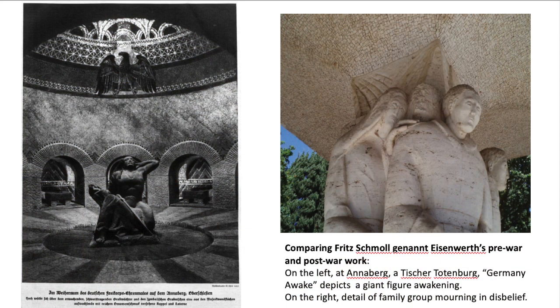Now it's interesting that the sculptor who did this here also did this. Fritz Mölgen of Eisenwerth left this Germany Awake, a huge sculpture in a Totenburg by Tischler, which no longer exists, in Silesia. So it was the figure of a giant about to rise, Germany awake, to become the conqueror of the world or something. And here you have the faces frozen in mourning.